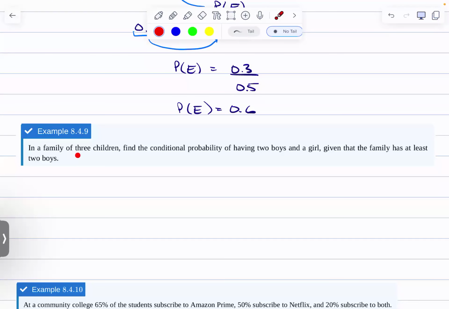Three children, find the conditional probability of having 2 boys and a girl, given that the family has at least 2 boys. Who has at least 2 boys? No, I think we did like... Yes, slightly different, but I can use the tree at least. I'm gonna cheat. It's gonna be kind of messy though. Yes. Copy.